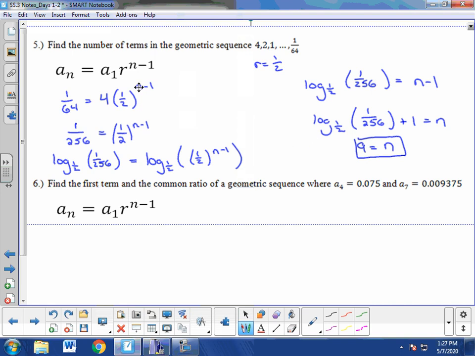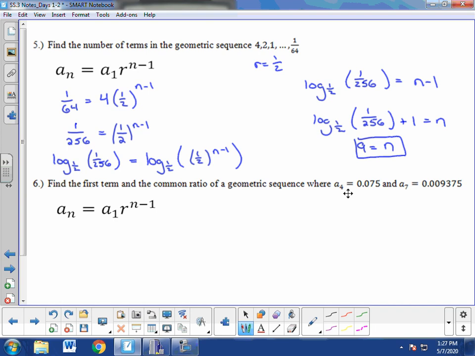To solve that using the equation, we'd use this nth term equation, substitute into it, and then use the logarithms, or maybe even a change of base here. You could use the change of base formula here if you wanted to as well, to get n by itself, and then use your calculator to evaluate.